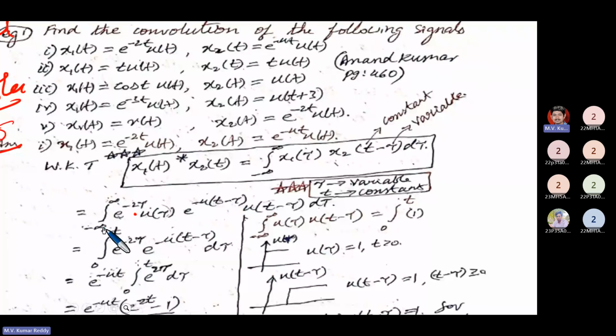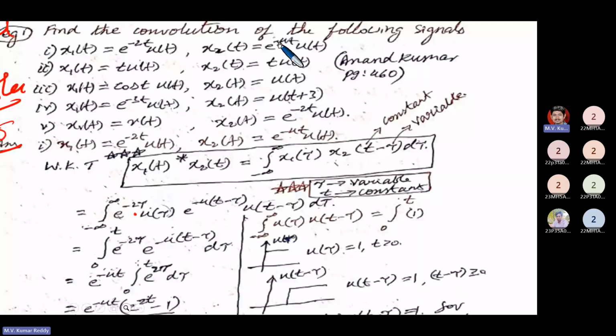See here, minus infinity, e power minus 2t, so e power minus 2 tau. What is the next point? u of t, u of tau. This is completed. In this formula, the first one is completed. Next, x2. In place of the second signal, what do we put in place of t? t minus tau. In place of t, you have to put t minus tau. So here e power minus 4t becomes e power minus 4 times t minus tau.